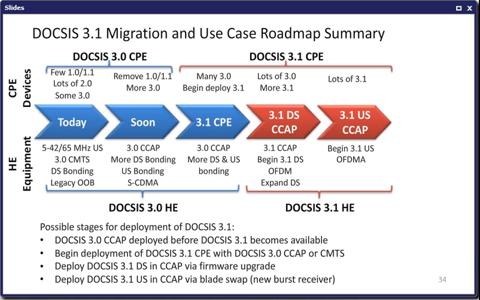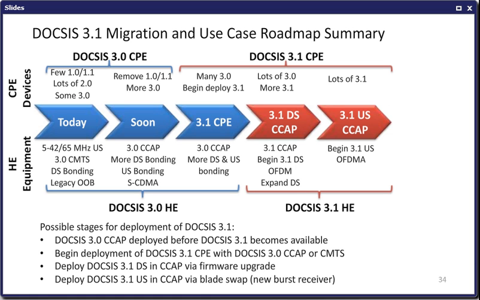Eventually, DOCSIS 3.1 head-end equipment will become available, and when that is the case, we'll start deploying that equipment, perhaps in a gradual manner, and beginning to operate DOCSIS 3.1 CPE devices in DOCSIS 3.1 mode. In other words, making some portion of the spectrum available, perhaps in the downstream first, with DOCSIS 3.1 OFDM downstream capacity, and begin leveraging that capacity on the CPE that supports it.